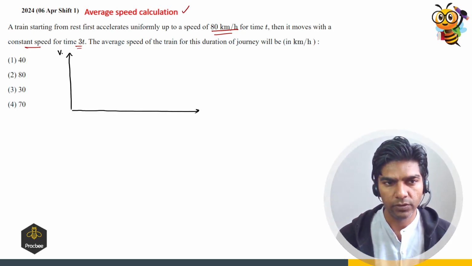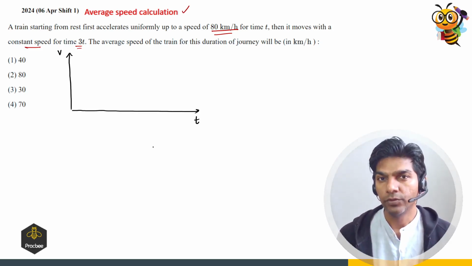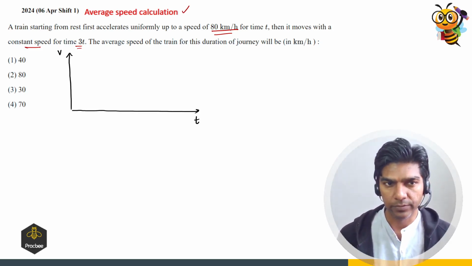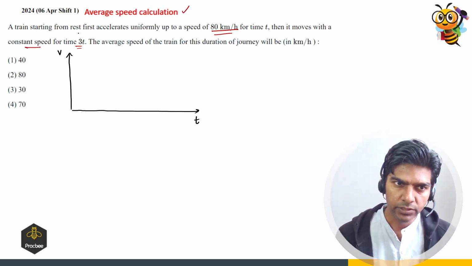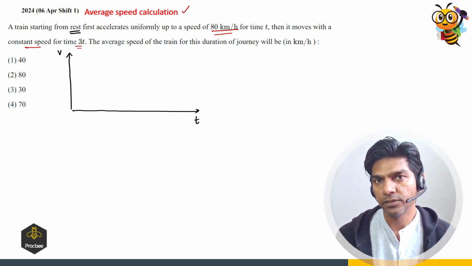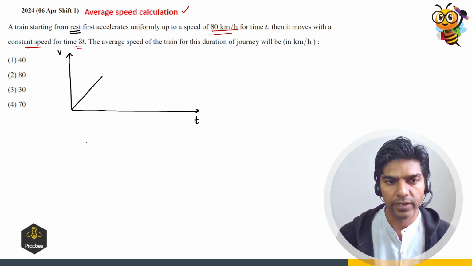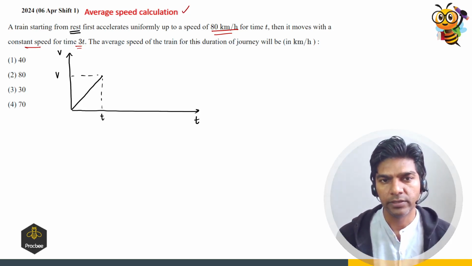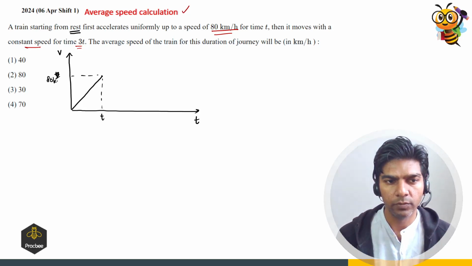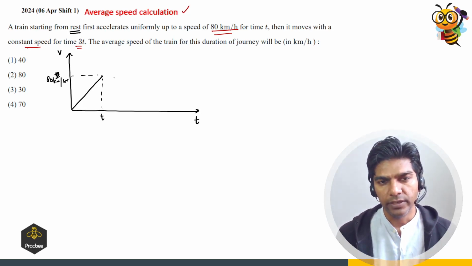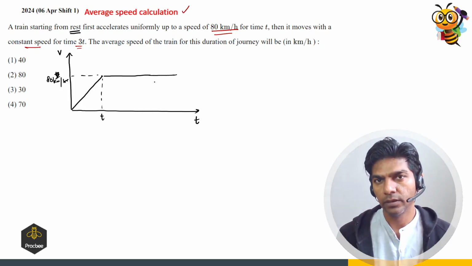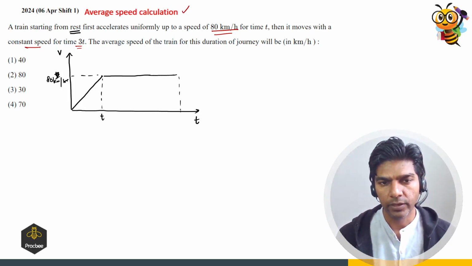On the y-axis we have velocity, on the x-axis we have time. And when we have uniform acceleration, the velocity time graph is a straight line. In this case, the particle is starting from rest, so it will be a straight line passing through the origin. After time t, it will acquire maximum velocity, and this velocity is 80 kilometer per hour. After that, it moves with the same velocity for 3t time. When the velocity is constant, the graph will be parallel to the time axis. And here we have 4t.